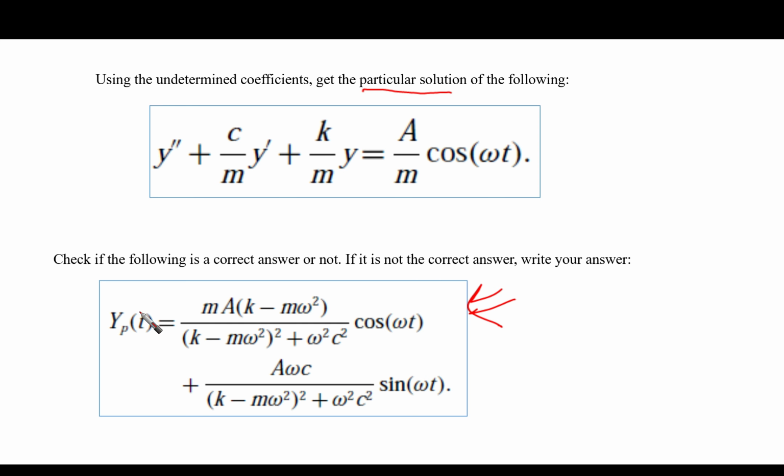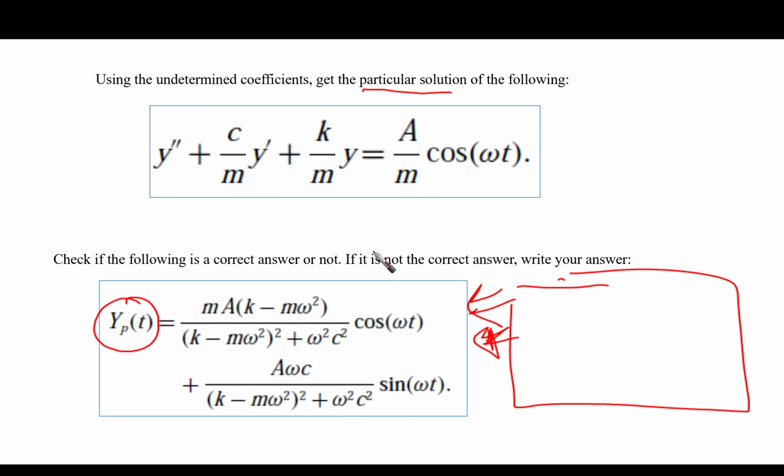So this is what is written: Y particular equal to this. You need to derive the particular solution and check it with this, whether it is correct or not. If it's not correct, then write down your correct answer. Okay, so this is the homework for today, and it is related to the spring mass system.